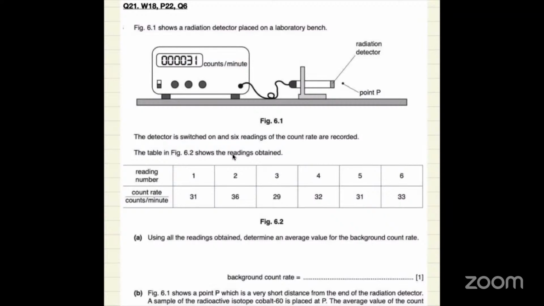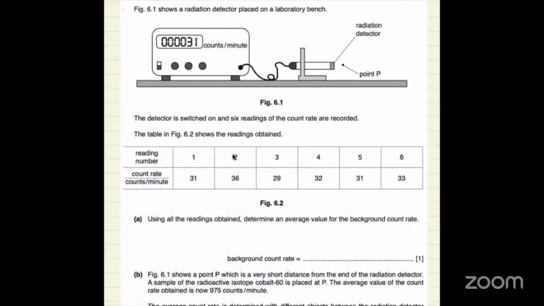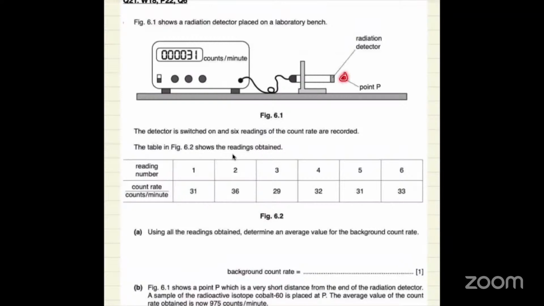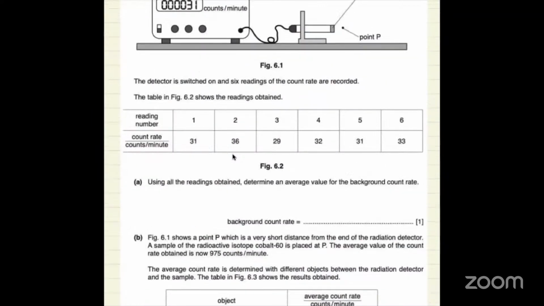So this question says, for the first one, it says that winter 18, paper 22, question 6, that's its reference. Detector is switched on and 6 readings of the count rate are recorded. Keep in mind this is without any radioactive source placed. So this is basically giving you the background radiation, right? So it gives you 6 values and you are first supposed to find out an average. This is pretty straightforward, right? You just add them all up, divide by 6, whatever answer you get, that's what you write.